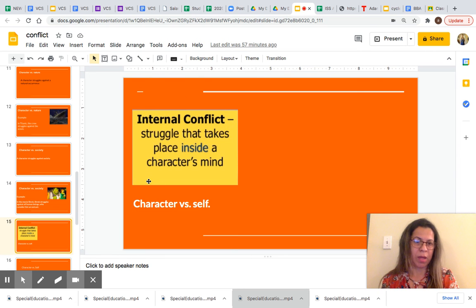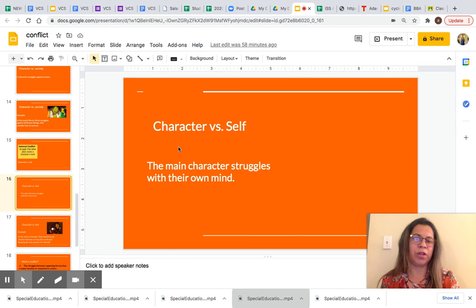Now, we just learned about external conflicts. So we learned about character versus character, character versus nature, and character versus society. Now we are going to learn about internal conflict. Internal conflict is struggle that takes place inside a character's mind. Character versus self. The main character struggles with their own mind.